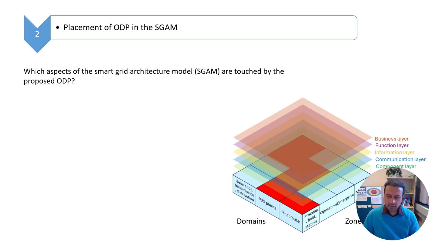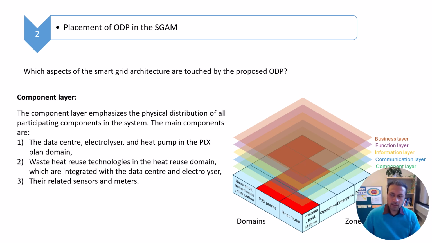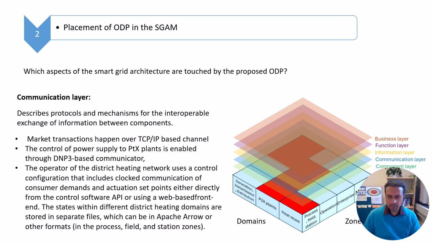But as you can see here, we need to analyze this platform at different layers of the system: the component, communication, information, function, and business layer. And the platform touches all these layers at different levels. In the component layer, we would focus on the data center, electrolyzer, and heat pump, and waste heat reuse systems, sensors, and meters. In the communication layer, we would work on the communication between the platform and market, platform and the plants, and platform and the plants and the grid and district heating system.